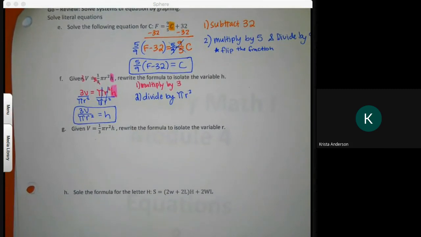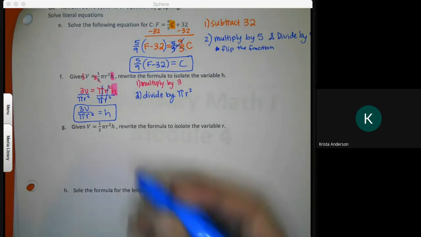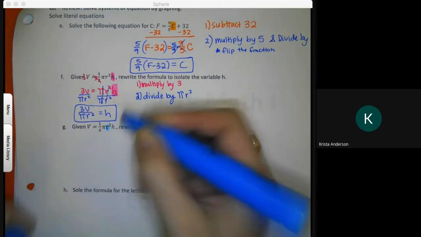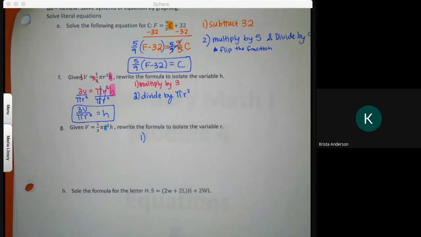I'm going to have you guys tell me how to do D. It's pretty similar to F. I'm trying to find the R. Anybody want to take a guess at the first move? The R alone. It's kind of like F. What was the first move on F?